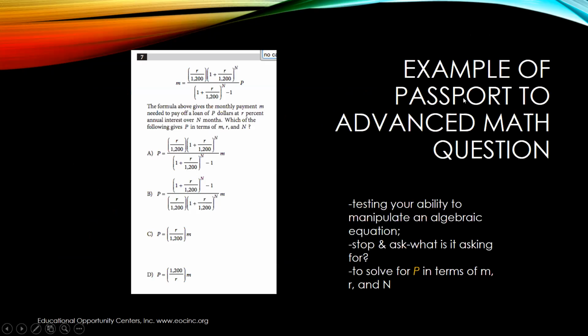How about this one? This is an example of a passport to advanced math. Now, this one, they're not requiring you to solve this. Don't get nervous when you see this giant problem up here. It just wants to know, can you manipulate it? So it wants you to solve for P in terms of M, R, and N. Anybody want to hazard a guess?